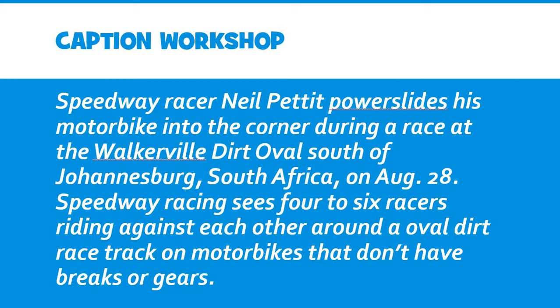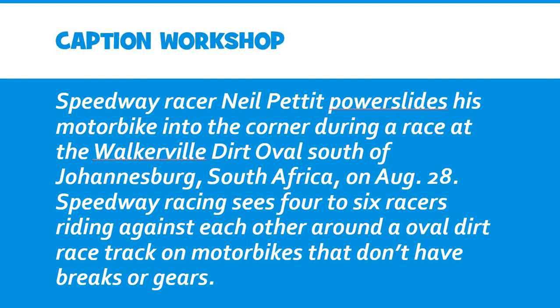Notice the first sentence literally just tells you what the picture was. It is a picture of someone power sliding a motorbike into the corner. The second sentence, "Speedway racing seats 4 to 6 racers riding against each other around an oval dirt racetrack on motorbikes that don't have brakes or gears." Just by looking at that photograph, I would have no idea that that motorcycle doesn't have brakes and doesn't have gears. So the second sentence acts as a little bit more detailed information. It acts as a little extra piece of context to describe what's going on.